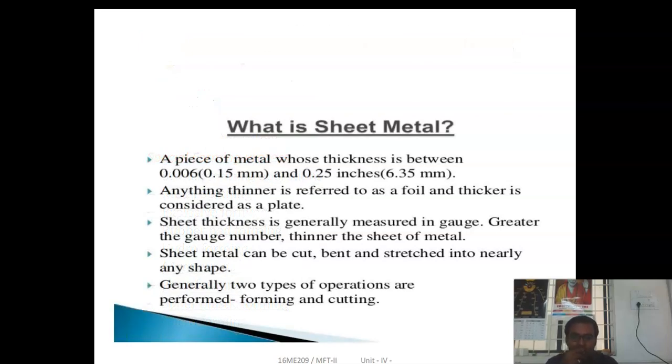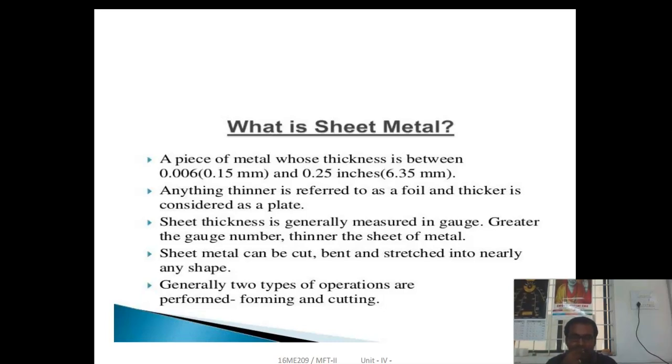First, what is sheet metal? A piece of metal whose thickness is in the range of 0.006 inches, that means 0.15 mm, to 0.25 inches, that means 6.35 mm, is known as sheet metal. Above that, it is denoted as a plate, metal plate. Anything thinner is referred to as a foil and thicker is considered a plate. Sheet thickness is generally measured in gauges. The greater the gauge number, the thinner the sheet of metal.